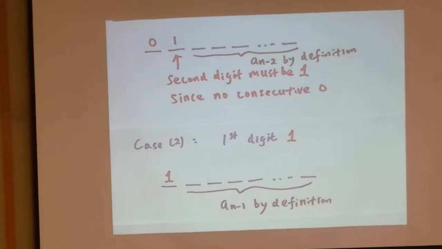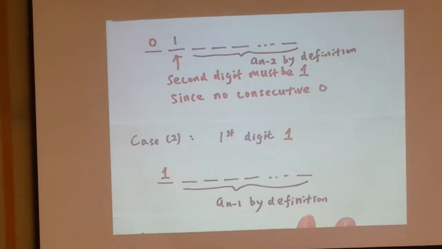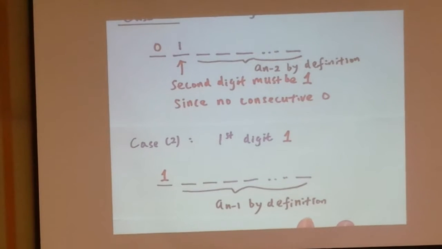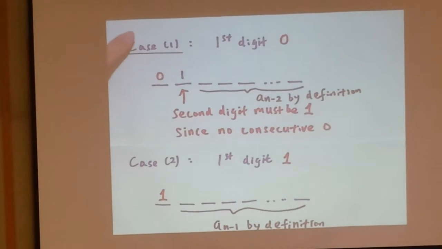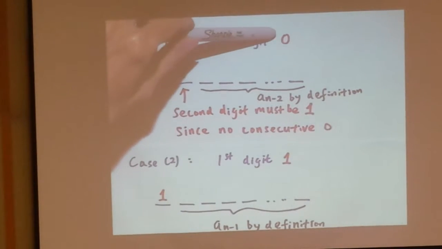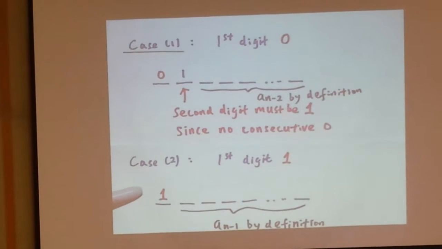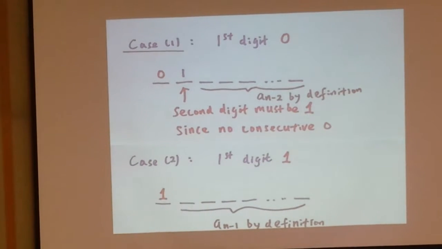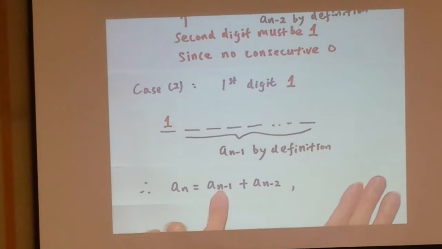So with that, you know how to write down the recurrence relation. The two cases: case 1, start with digit 0, can be finished in a minus 2 ways. If you start with 1, can be finished in a minus 1 way. Right? So which means you can say this, an is an minus 1 plus an minus 2.